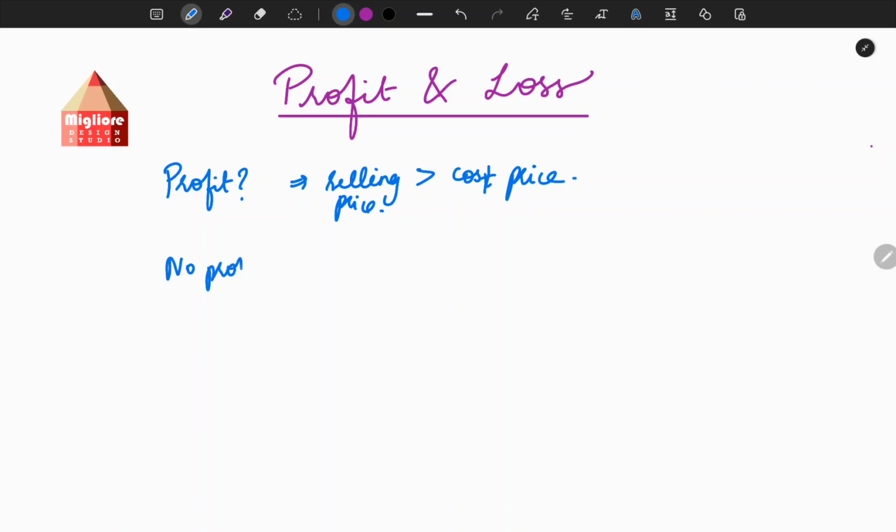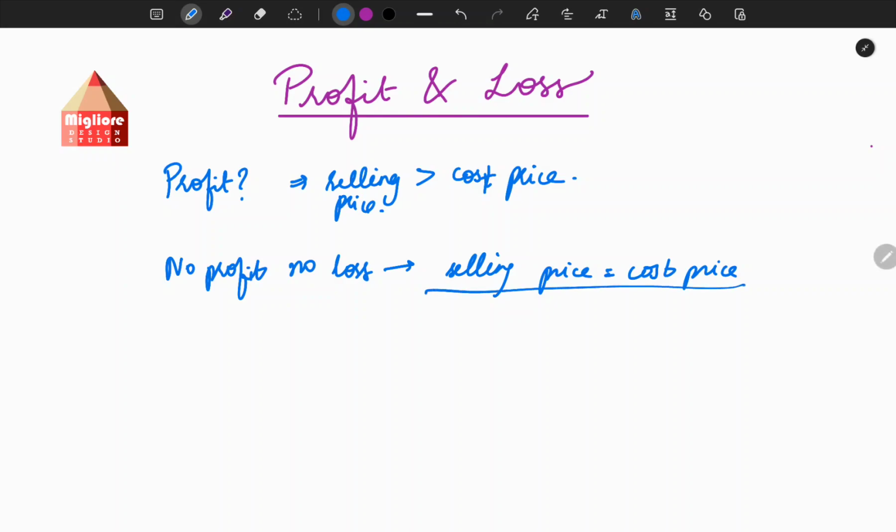No profit, no loss is when your selling price is your cost price. So for example, your friend asks you to get a sari from some store, so you buy it and then you tell your friend the price and the friend gives you the same amount of money. So you were just a medium, you did not make any profit nor did you go into loss because your selling price was equal to cost price.